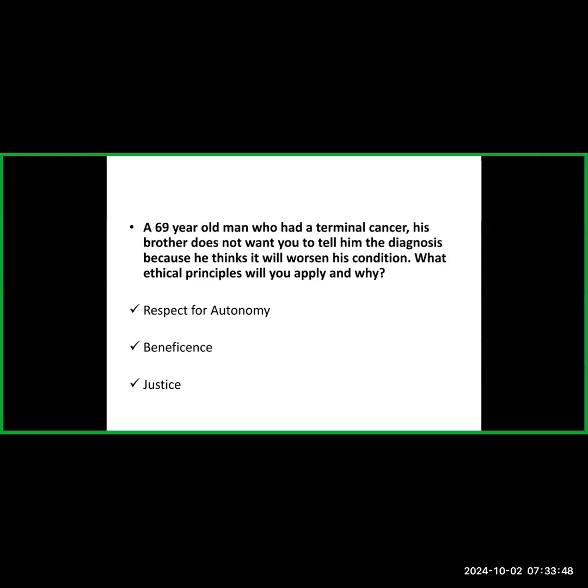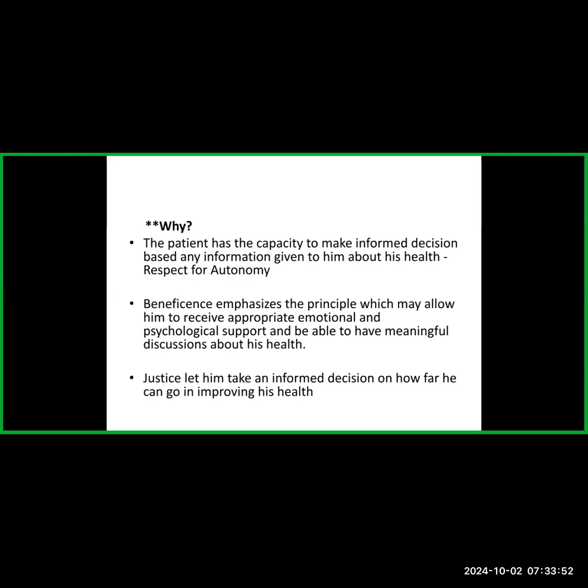We've been able to act on the principle of beneficence for the patient. Beneficence emphasizes the principles which may allow him to receive appropriate emotional and psychological support and be able to make meaningful decisions about his health. Also, being an adult, cognitively sound, and having listed all the options for him to choose, he's able to take the best decisions about his health. By so doing, we have extended a form of justice to this patient. We've not denied him the right to know and to make his choices. So for this patient, we apply respect for autonomy, beneficence, and justice.